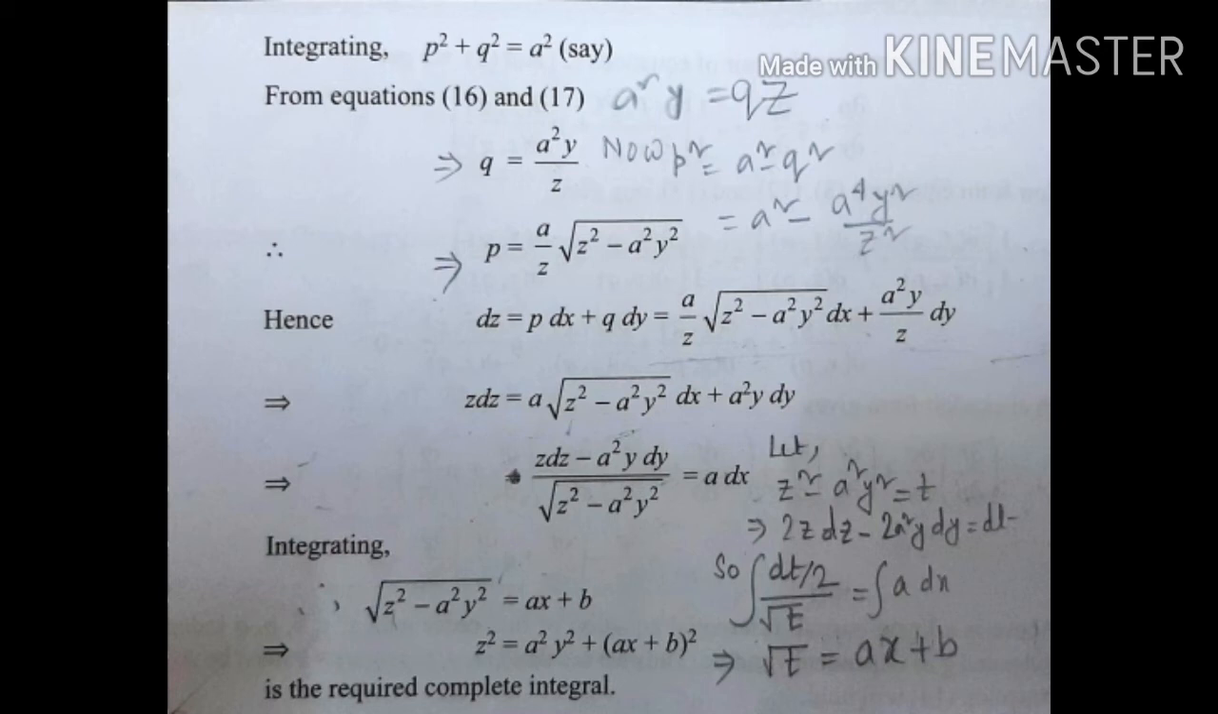That means putting these values, we get dt by 2 root over t is equal to a dx. Now integrating, we get root over t is equal to ax plus b, where b is also an integrating constant. Now putting the value of t, we get root over z square minus a square y square is equal to ax plus b. This implies z square is equal to a square y square plus (ax plus b) whole square, which is our required complete integral, where a and b are constants.